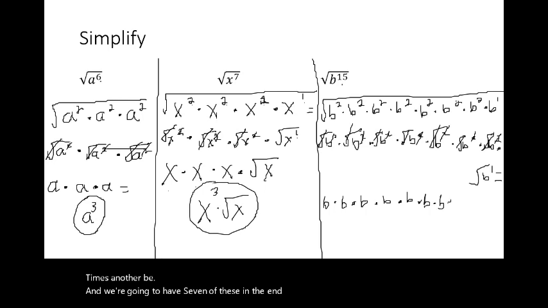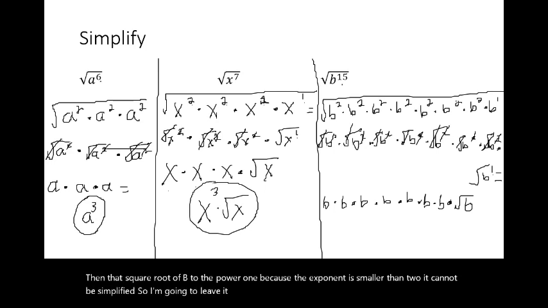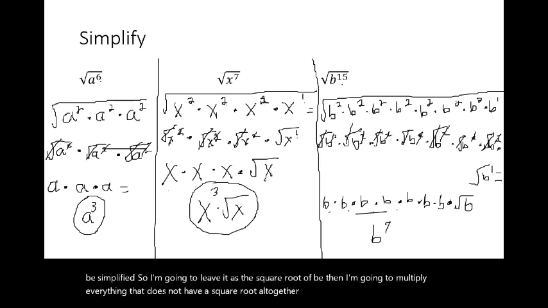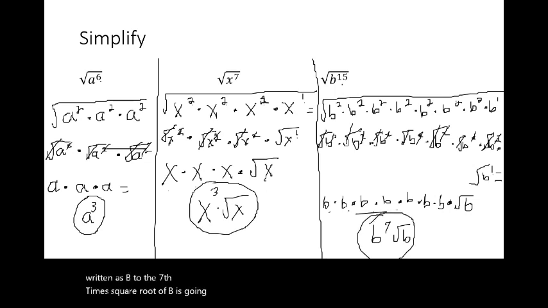Then that square root of b to the power 1, because the exponent is smaller than 2, it cannot be simplified, so I'm going to leave it as the square root of b. Then I'm going to multiply everything that does not have a square root altogether, so b times itself 7 times can be written as b to the 7th, times square root of b is going to be our fully simplified final answer.